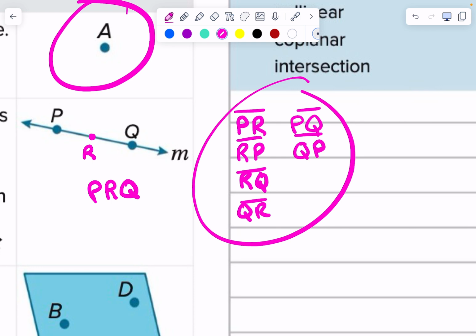So you have to name it with 2 letters. But if it has 3 points, you still only put 2 of them, and it doesn't matter which 2 you put. You'll be able to figure out which line it is if you just put 2 letters, okay?